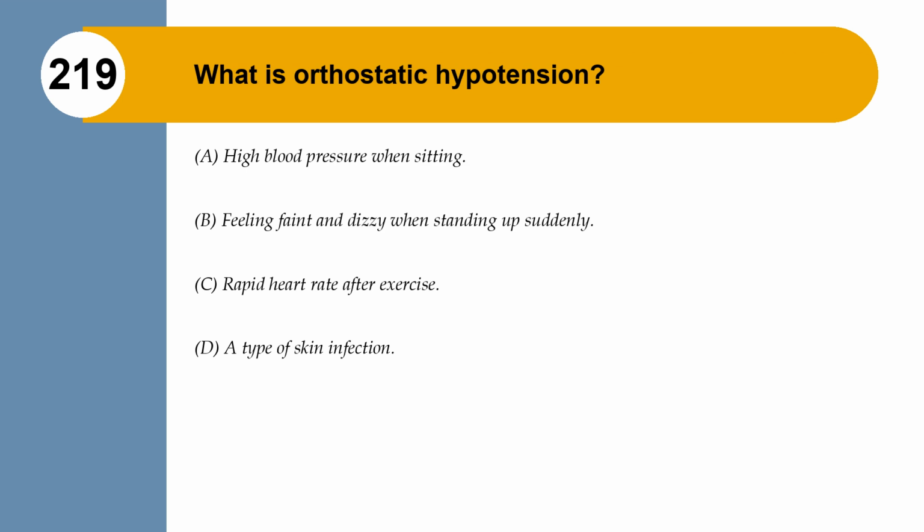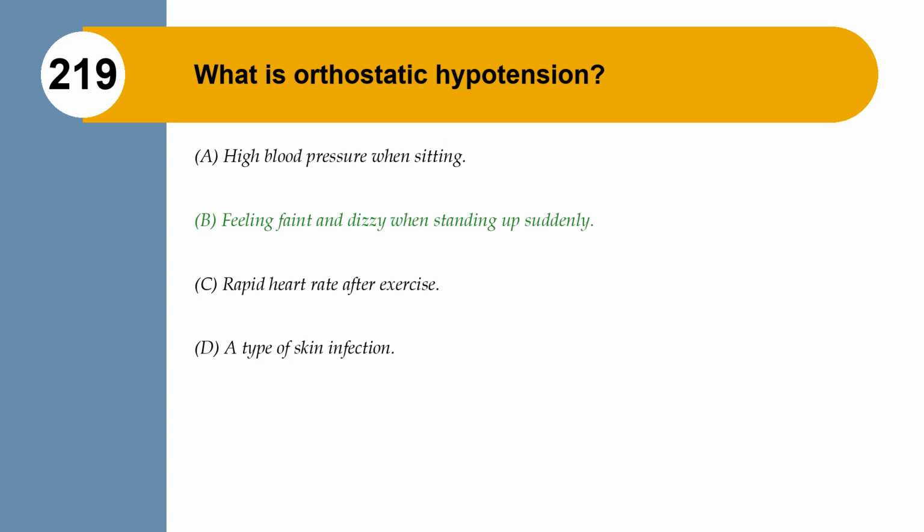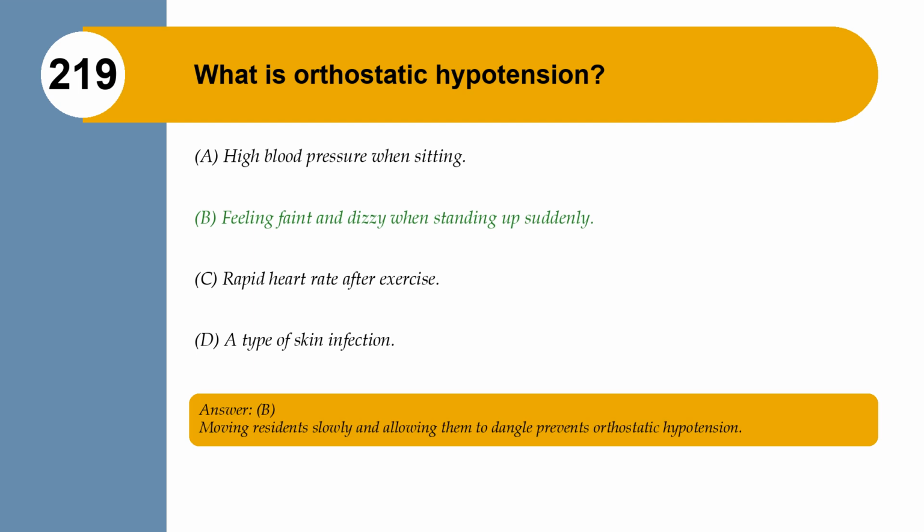Question 219. What is orthostatic hypotension? Option A, high blood pressure when sitting. Option B, feeling faint and dizzy when standing up suddenly. Option C, rapid heart rate after exercise. Option D, a type of skin infection. The correct answer is option B, feeling faint and dizzy when standing up suddenly. Explanation. Moving residents slowly and allowing them to dangle prevents orthostatic hypotension.